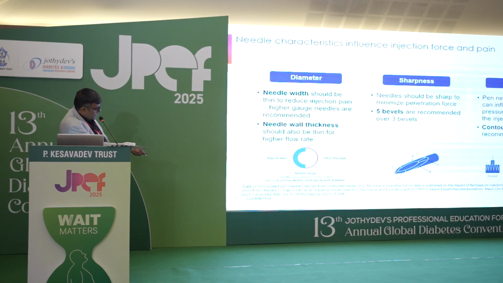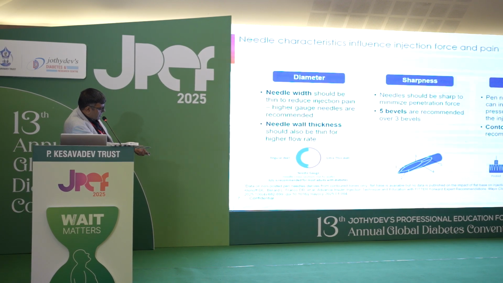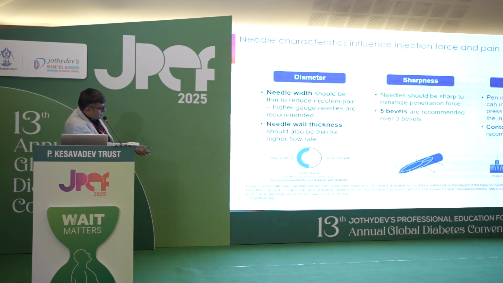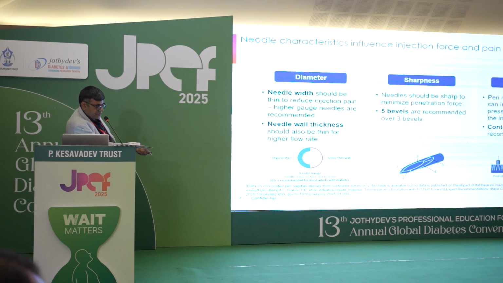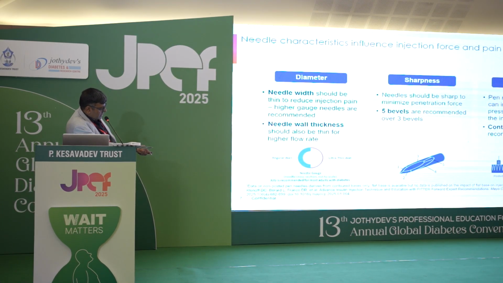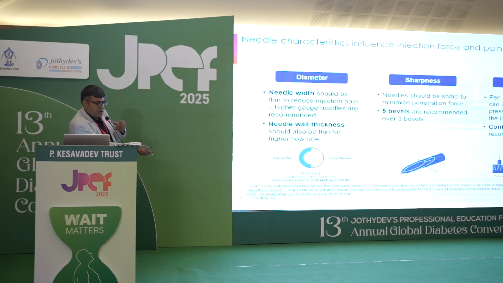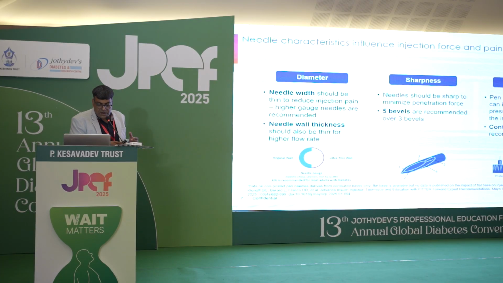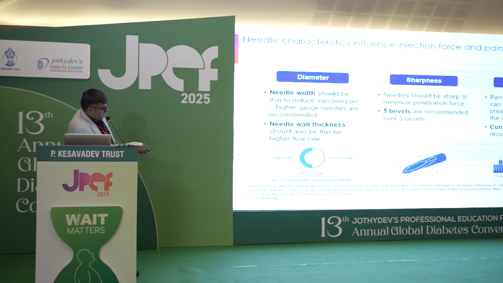Now the 32 gauge needle also can be of 2 types. One can have a regular wall like this, and the other one will be an ultra thin wall. If you use an ultra thin wall, then at the same diameter you get more lumen, and by having more lumen in the needle, the pressure reduces. So the insulin doesn't go with a lot of pressure, reducing the pain and giving a better experience for the patient. So for needle diameter, the recommendation is 32 gauge, and preferably you should go for a needle having an ultra thin wall.